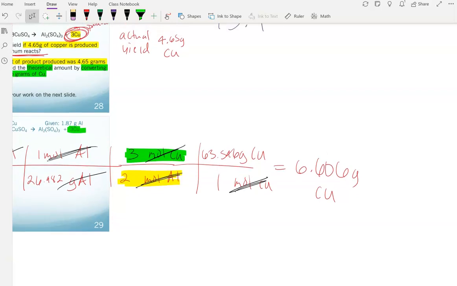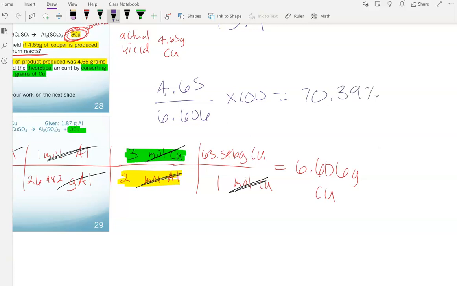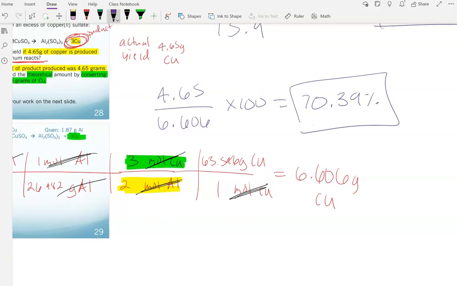So now to find the percent yield, I have to do the actual, which was 4.65, divided by the theoretical, which I got from the picket fence, 6.606. And then we multiply that by 100. So 4.65 divided by 6.606. And then we're going to multiply that by 100 to get it as a percent. So this one's a little less than the previous one, so 70.39%. And that would be my percent yield.